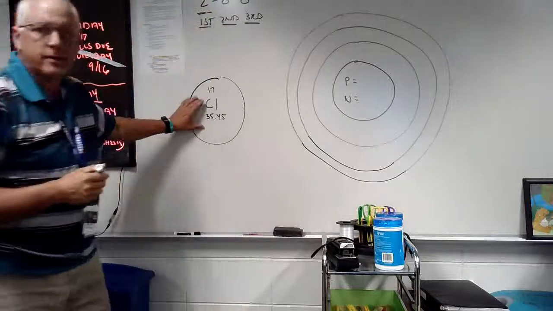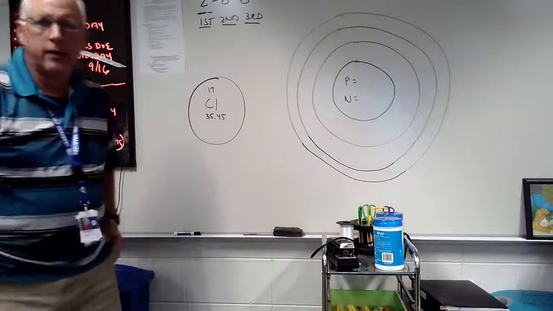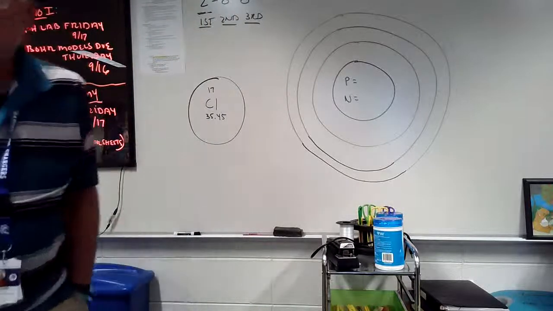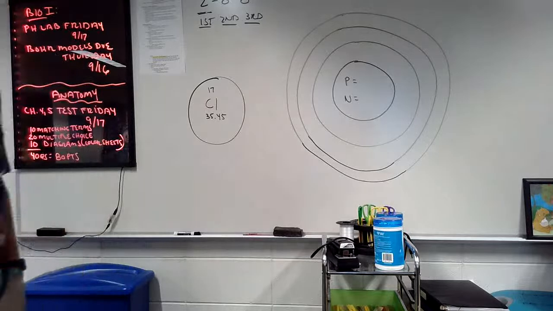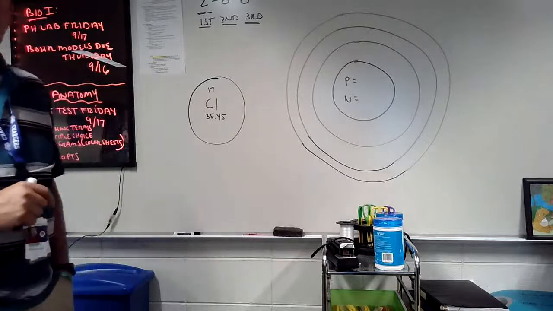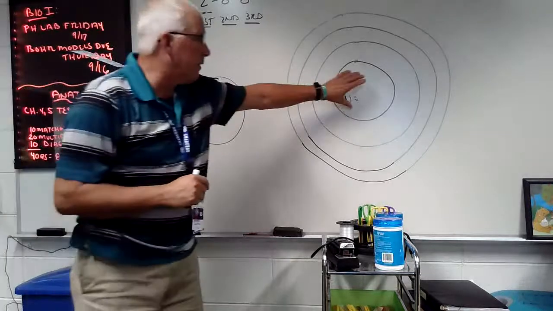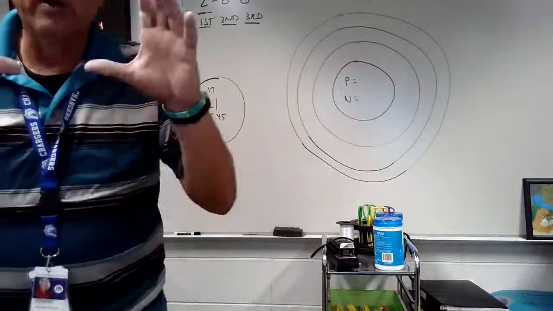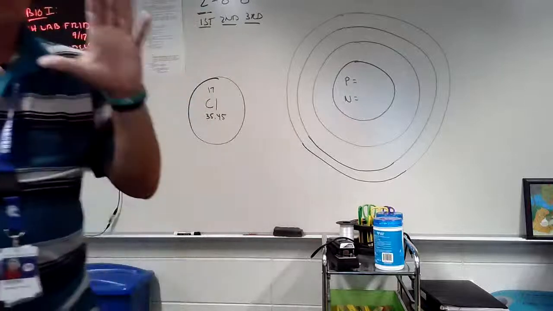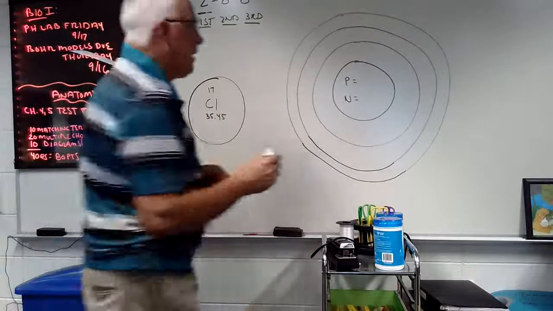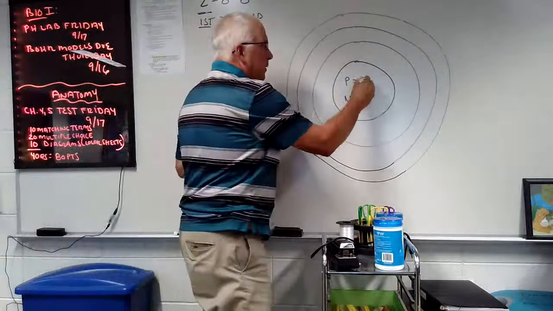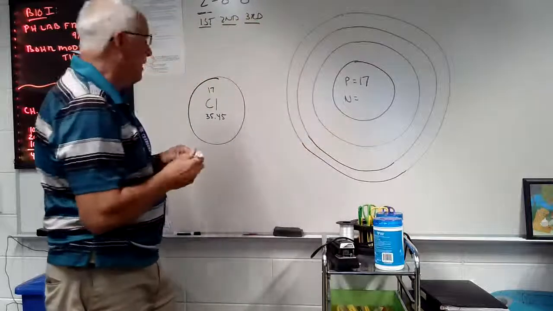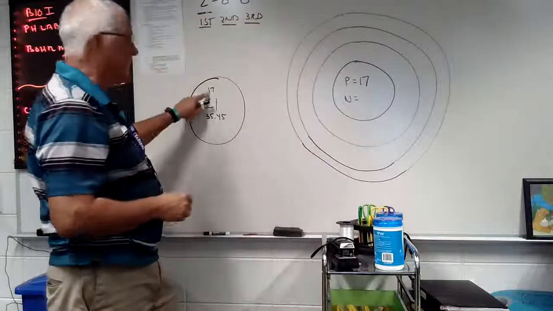So in this example, I got chlorine. Hopefully you can see that on the video there. Chlorine has an atomic number of 17. Okay, so that means it's got 17 protons. So you're going to go into the nucleus, I got these drawn on the worksheet for you, at the middle of the target there, and you're just going to put P equals 17, because we know that we have 17 protons because that's the atomic number.